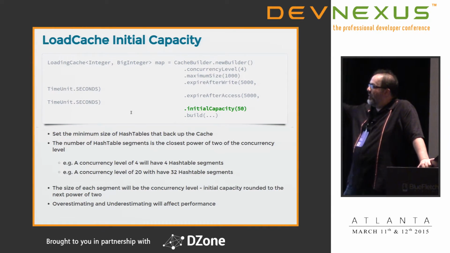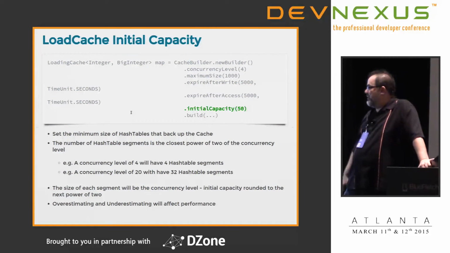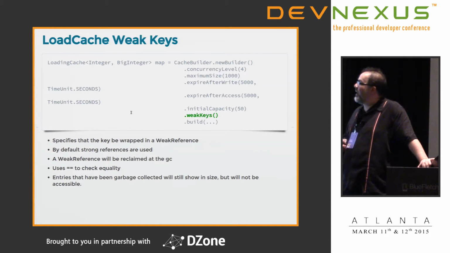provide everything you need. The number of hash table segments is the closest power of 2 of the concurrency. So if you set it to 4, you'll have 4 hash table segments. If you set it to 20, you'll have 32. The size of each segment will be based on the concurrency level. So all that plays a role. The size of each segment will likely be 4, and the initial capacity will be rounded to the next power of 2. So overestimating and underestimating will affect performance, so you would have to think about it. But you're going to gain the benefit from it. I can specify weak keys.